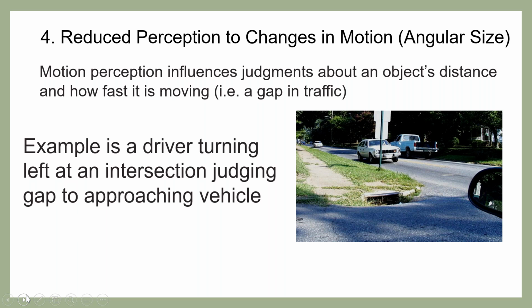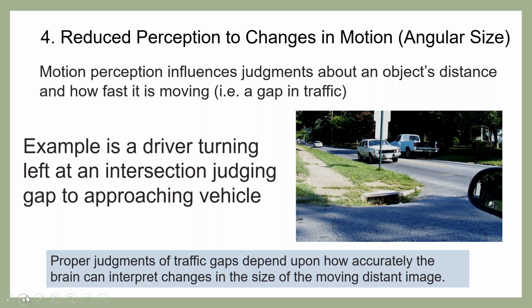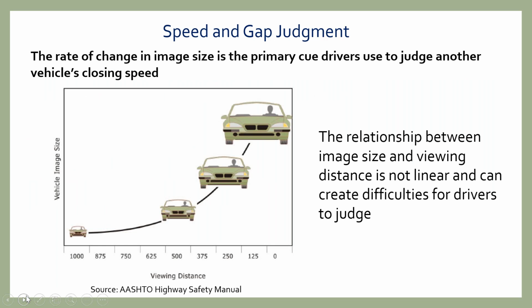And so these abilities to make judgments about an object's distance, how fast it's moving, tend to diminish as we age. Another example would be at a signalized intersection with a permissive left turn, where the driver has to make a judgment about approaching oncoming traffic, and is there enough of a gap to make a permissive left turn. These are all common challenges that we see with older drivers. And it's really challenging for drivers of any age.